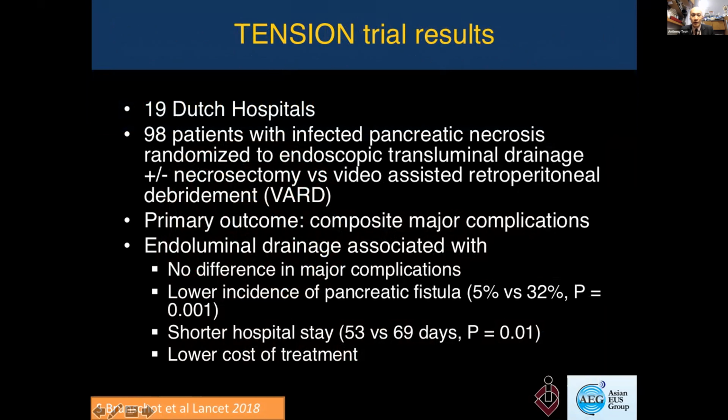So in terms of the primary outcome, composite major complications, there was no significant difference between the two approaches. With the endoscopic approach, there was lower incidence of pancreatic fistula. So a connection between the stomach and the pancreas will slowly close down after the procedure, and you will not end up with an external fistula. Whereas with the retroperitoneal approach, sometimes there's a persistent leak from the PD, and these tend to linger on for a longer period of time. As a result, the hospital stay would be longer, and also cost of treatment will be higher.